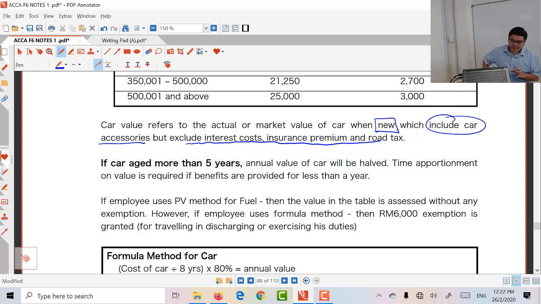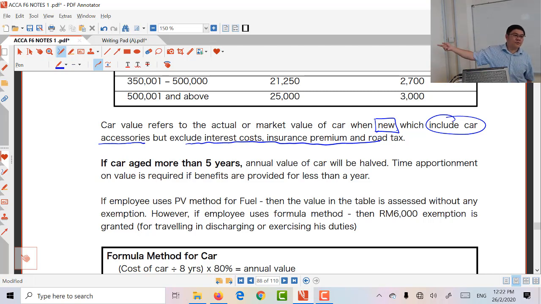Now, if you buy a car, for example, you realize that the car usually comes with accessories. You'd be thinking, what is it? Aircon is an accessory. Or you want your car to have a sports rim. These are all examples of accessories. That's part of the value of the car.